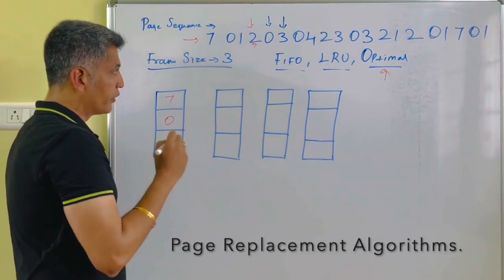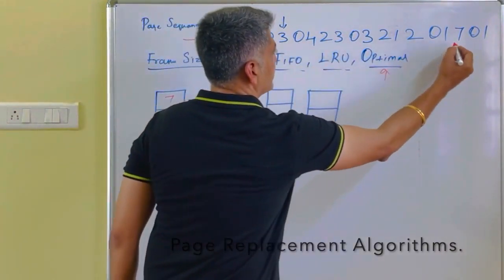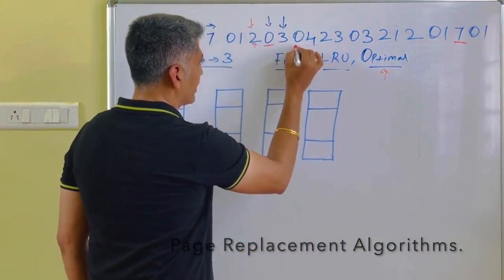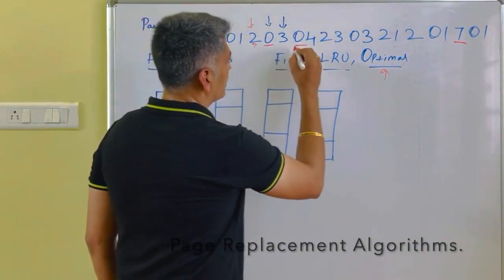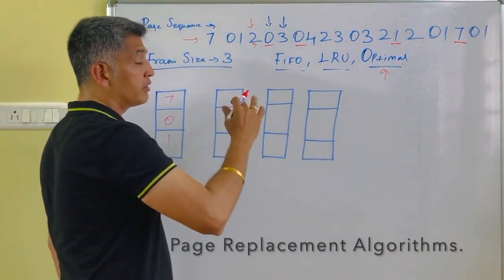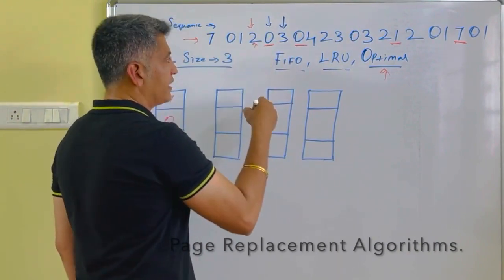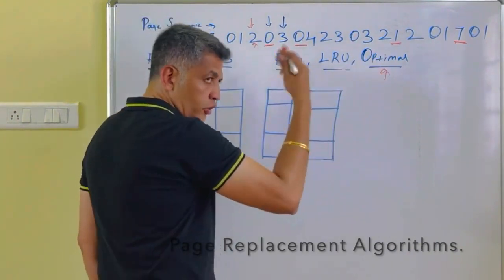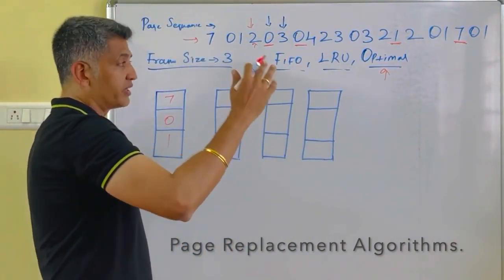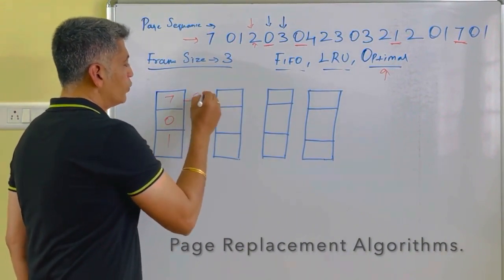required, right? So you need to understand where 7 is coming, here 7 is coming, right? After that, where 0 is coming, 0 is coming immediately, and again here also 0 is there, and where 1 is required, here, right? Now you just see which one is not required for a very long period of time. So 0 is required very quickly, and 1 is also required, but if you check 7, it will be the longest period of time that it's not required.